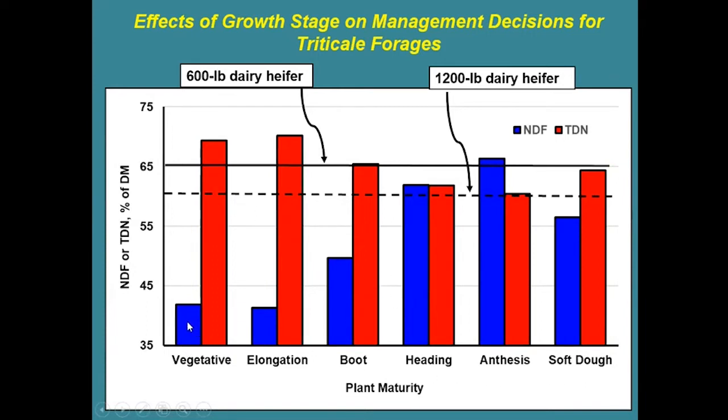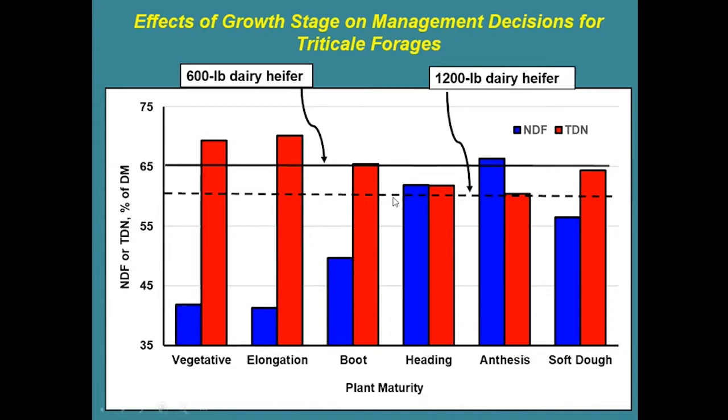They're represented by the red bars. And you'll notice, as we've showed before, that the NDF concentration increases with maturity up to the point of anthesis or flowering, and then it declines with grain fill. Conversely, the concentration of energy remains high, and then it declines with maturity, but you do see somewhat of an increase in this particular case at the soft dough stage of growth.